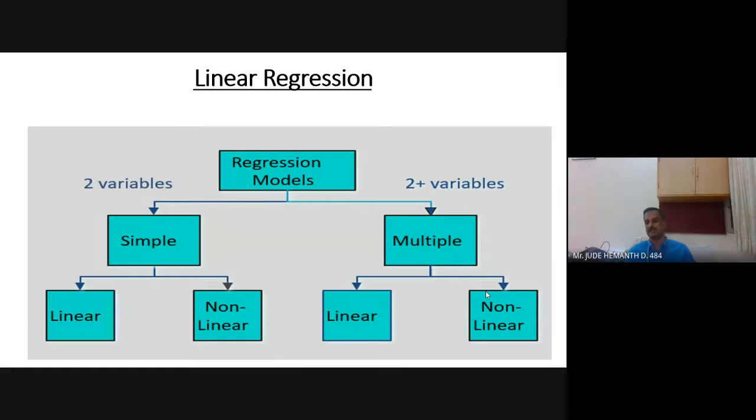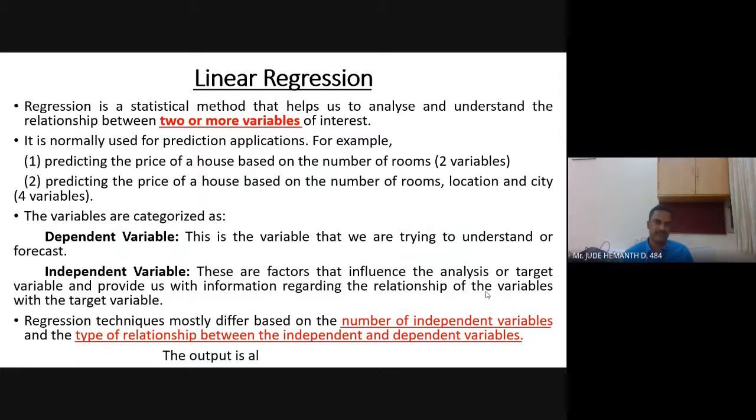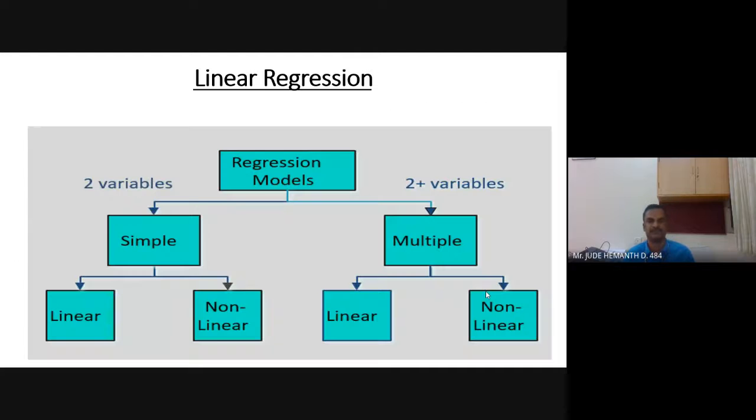So when you have an application, based on the data you have, you can easily understand whether it is a simple model or a multiple model. So when you look at this specific point, it is classified based on the number of independent variables as simple or multiple. The second one is, in simple model, if you have two variables, again we have a classification called as linear and non-linear. This is the type of relationship between the inputs and the targets. Right? In the same way, when you go for multiple models also, we have the linear and the non-linear.